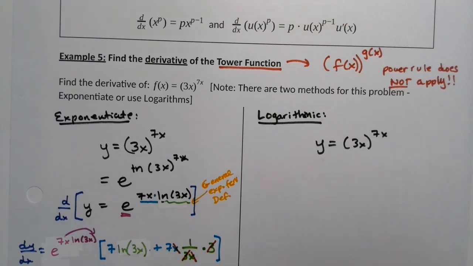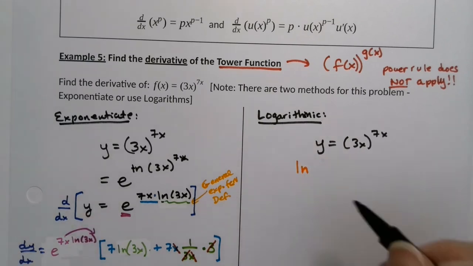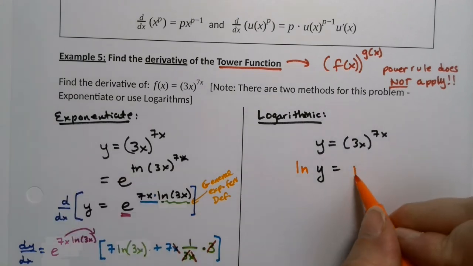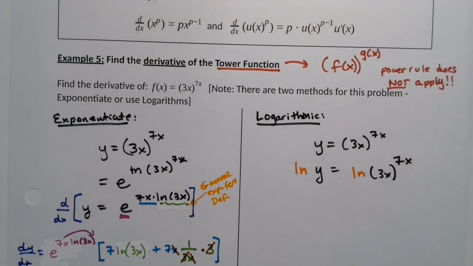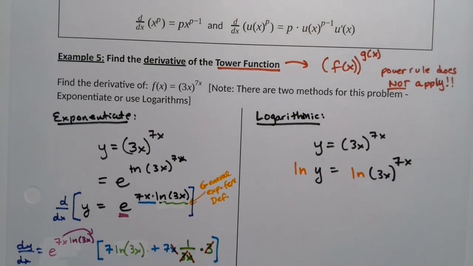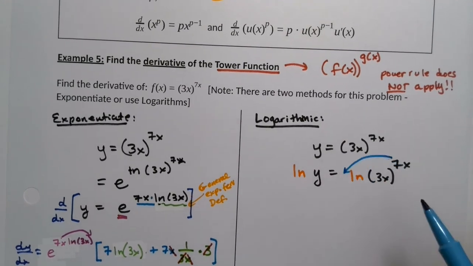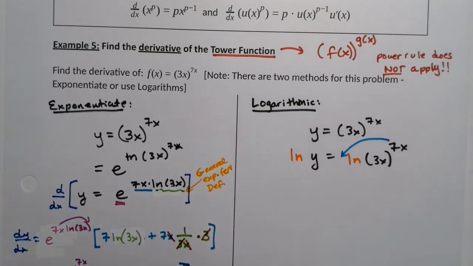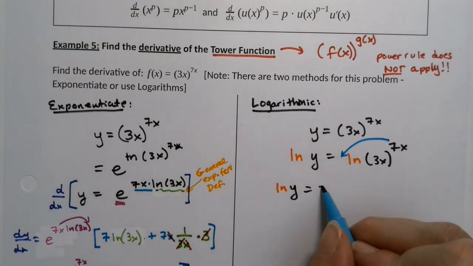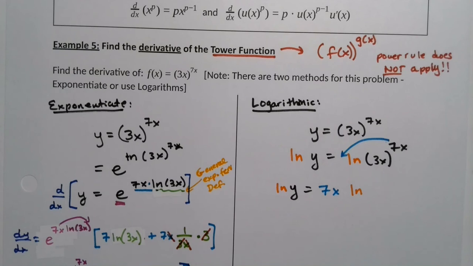And so I can take the natural log of both sides because I can. So the natural log of y is equal to the natural log of 3x to the 7x. Now, why in the world would I do that? Well, I would do it because then I can bring the 7x down because of the power logarithm property. So I can rewrite this as the natural log of y is equal to 7x times the natural log of 3x.